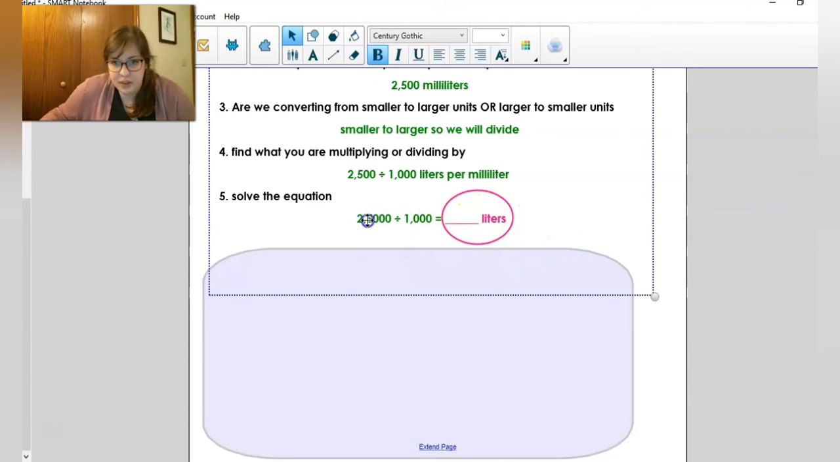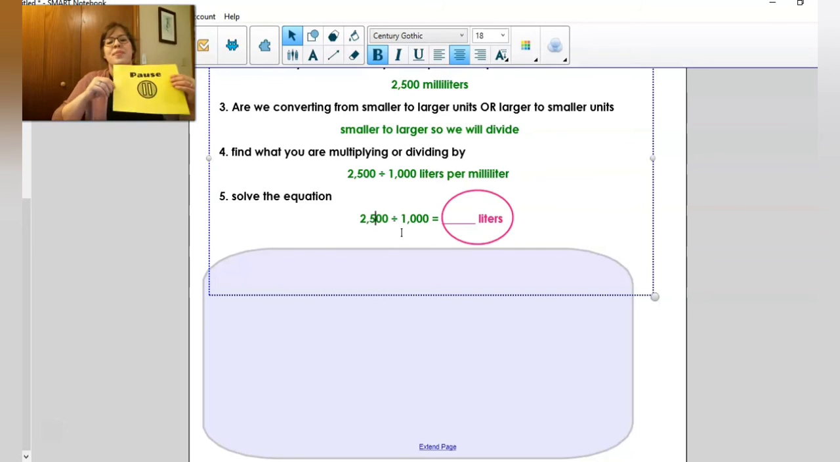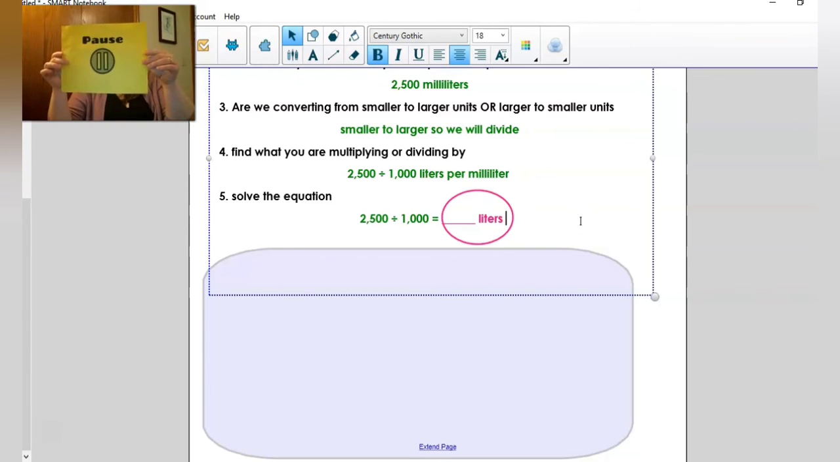And actually, while you guys pause the video to record that, I'm going to fix my problem on here a little bit. I got a little happy, added an extra 0. But you're going to take 2,500 and divide by 1,000 to get your answer. You can pause the video now and record this.